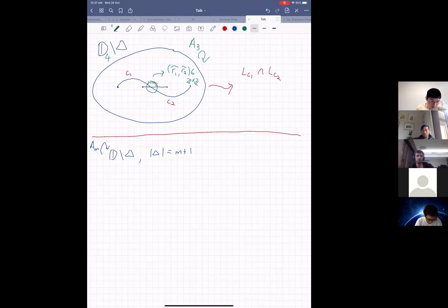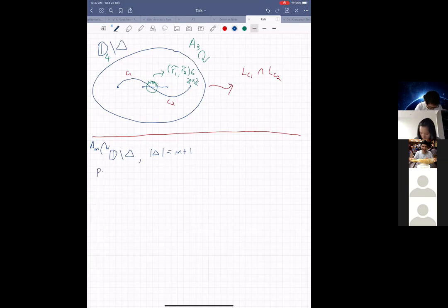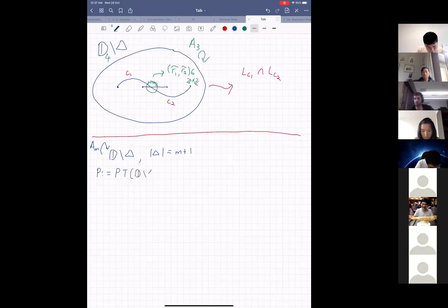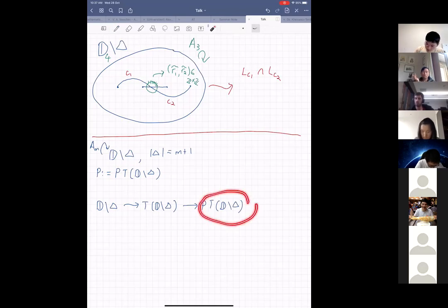So continue. Last time we introduced one object, the projectivization of the tangent bundle of our punctured disc. So we start with our punctured disc, and then we look at the tangent bundle, and then we take the projectivization of this tangent bundle. Actually, later this will be seen as a Lagrangian Grassmannian.